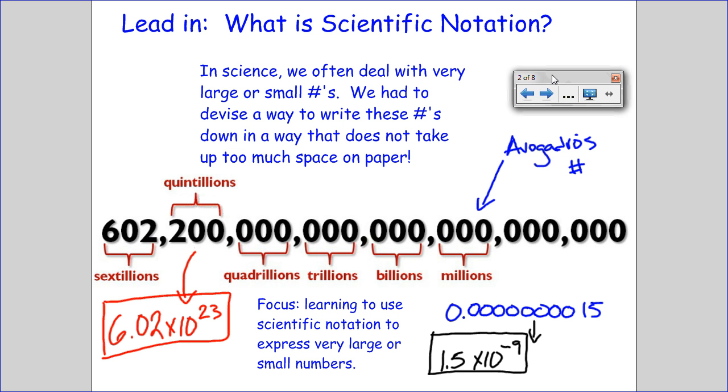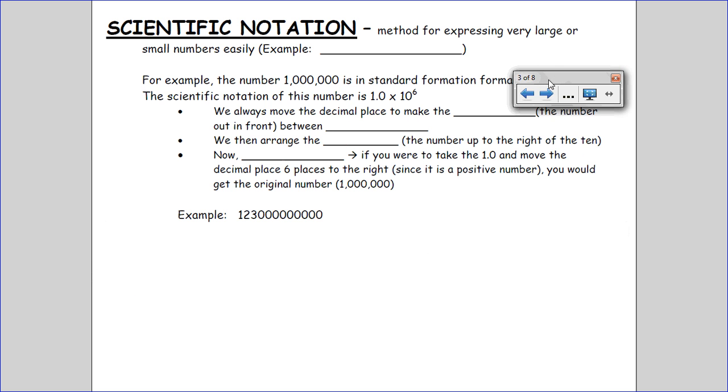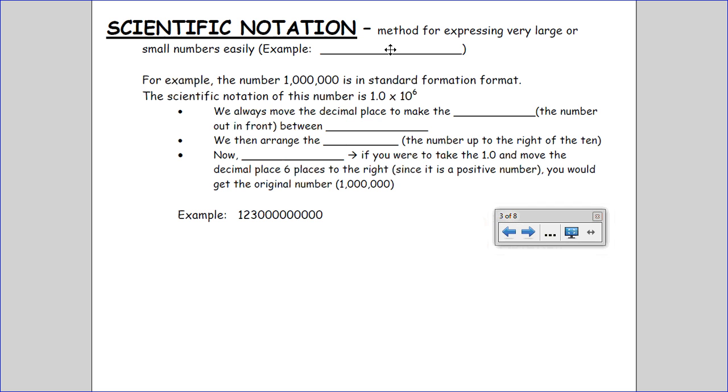So let's get to the meat and potatoes today. Scientific notation is a method for expressing very large or very small numbers. For example, Avogadro's number, 6.02 times 10 to the 23rd. When we write numbers in scientific notation, we move the decimal place so that it is between the first and the second number, and that we call the mantissa. The number out in front has to be between 1 and 9. We arrange the exponent, the number to the top right of the 10, to represent how many places we moved the decimal. Okay, now we check our work.